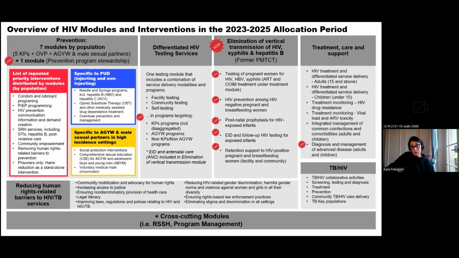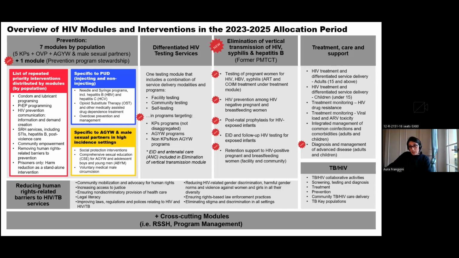In the testing module, the main change is the shift from the population to the program approach to improve data quality. We went from 32 interventions to 9, and this will allow us to track budget by KP programs, AGYW programs, and programs outside of key populations and AGYW, in combination with the service delivery modality. So facility-based testing, community-based testing, and self-testing.